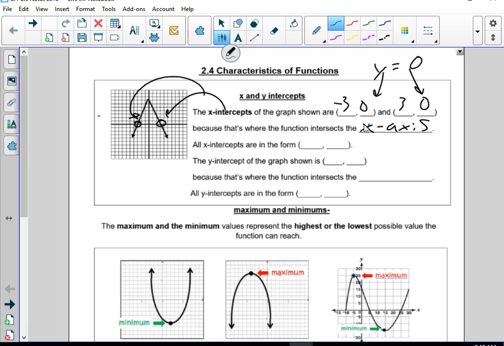All x-intercepts are in the form of (x, 0). Again, notice y is 0. The y-intercept of the graph is shown at (0, 7) because that's where the function intersects the y-axis. And all y-intercepts have the form of (0, y). So for an x-intercept, y is 0. For a y-intercept, x is 0.